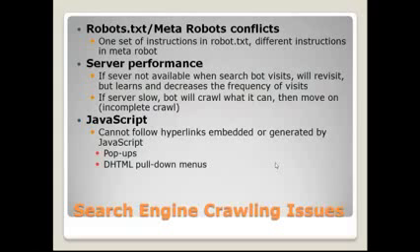Robots.txt and meta robots can't follow hyperlinks embedded or generated by JavaScript. So pop-ups and DHTML pull-down menus, well, these are efficient for structuring your information, but they're not very compatible with search engines.